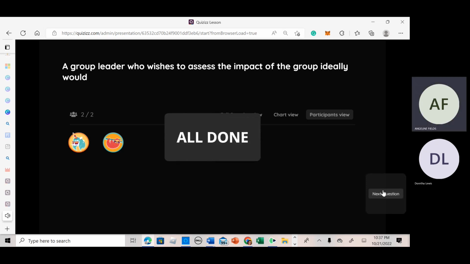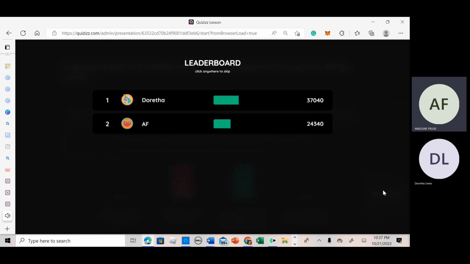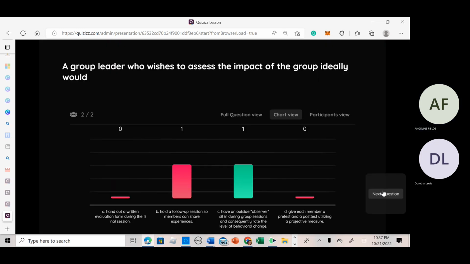A group leader who wishes to assess the impact of the group ideally would have an outsider observer sit in during group sessions and consequently rate the level of behavior change. So, if you would like to have your groups assessed, the best thing to do would be to have somebody outside of your group come in and just sit and observe to give you feedback to see what you can either do to improve or make changes.